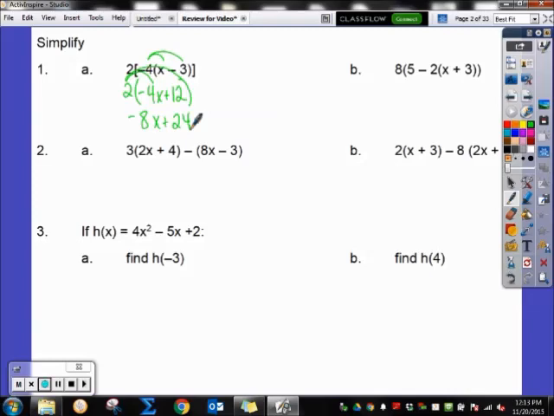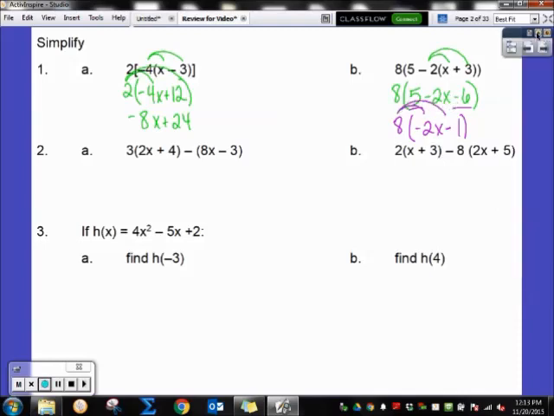For b part of number 1, once again, I need to distribute inside my parentheses. So I have 8 parentheses, 5 minus 2x minus 6. Then before I distribute that 8, I can actually combine like terms. So we have 8 parentheses, negative 2x minus 1. Then we have to distribute the 8. And so finally, the final answer would be negative 16x minus 8.